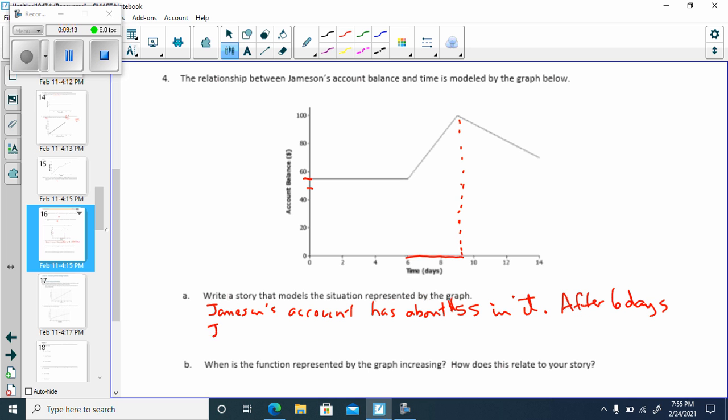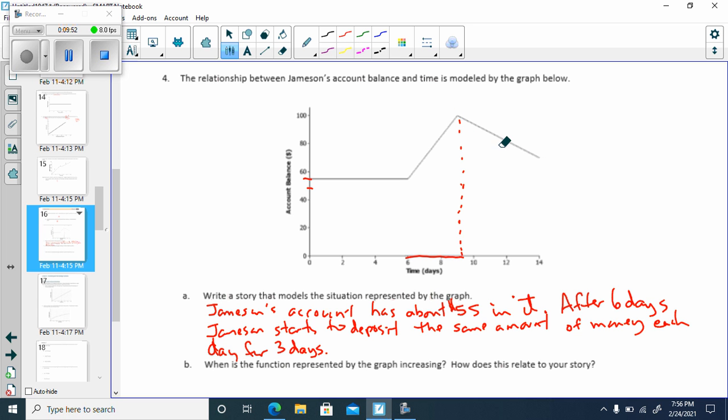After 6 days, Jameson starts to deposit the same amount of money each day for how many days? Let's see. From 6 to 9, so for 3 days, right? For 3 days, okay?